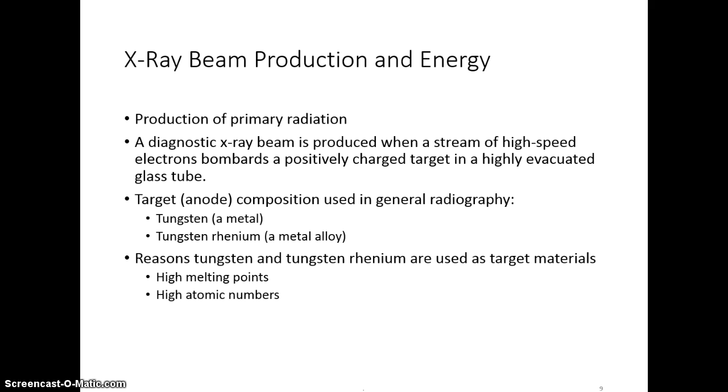When the electrons hit the target, or whenever they go over and hit that tungsten-rhenium alloy, they're going to interact with the atoms within the tungsten, and that's how you actually create your X-rays. So you need something that has a high atomic number.